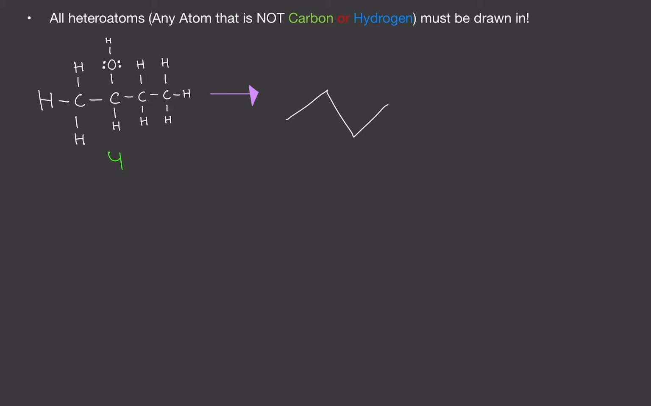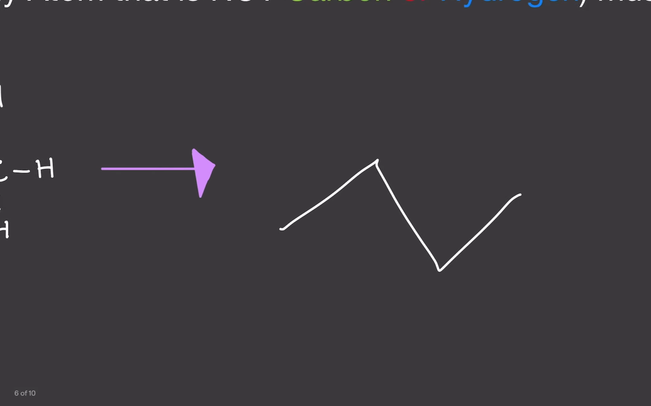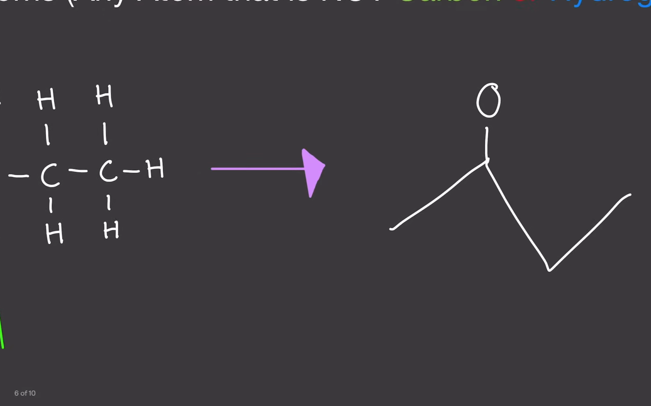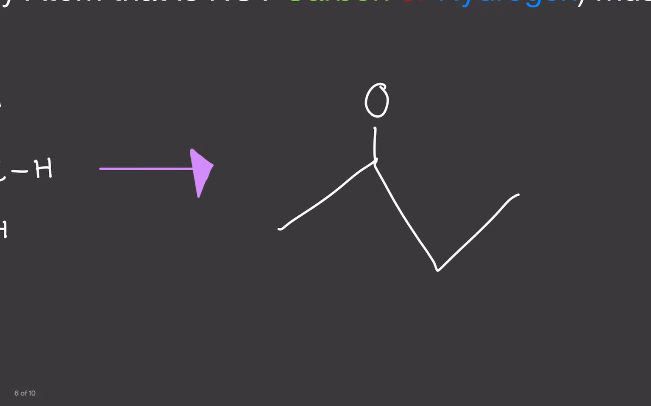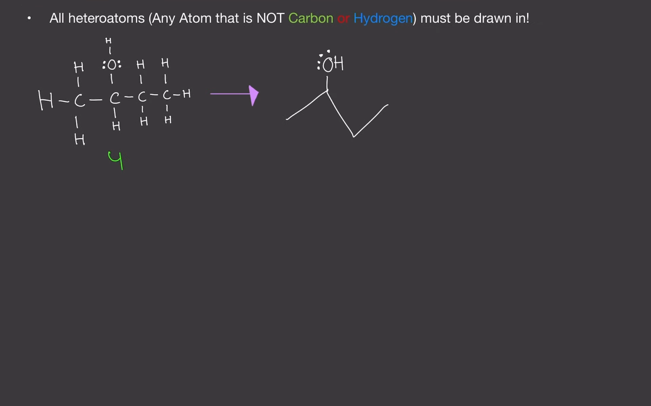And then we ignore all the hydrogens because they're not important, and we only draw the heteroatom, which is the oxygen. Now notice the hydrogen's bonded to the oxygen, so we must include it. Since it's bonded to the oxygen, we just draw it next to it, which signifies it's bonded. And then we have to include the electrons. Okay, there we go. Ta-da!